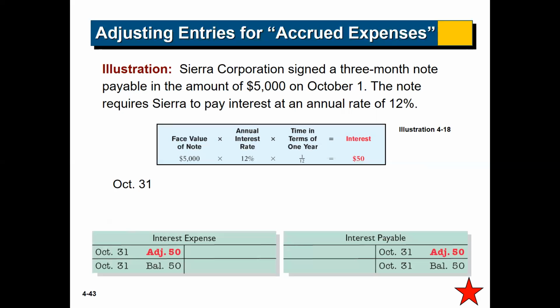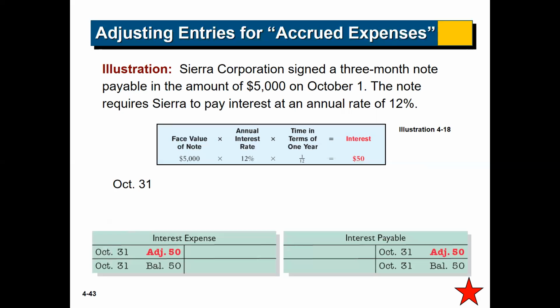Does someone have a calculator? They can figure that out. Let me see what I have on here. I should know all these fractions by heart now, right? 0.083. Okay, so 1/12 becomes 0.083333. So you would take 5,000 times 12% times 0.083333, and you would get $50, okay?